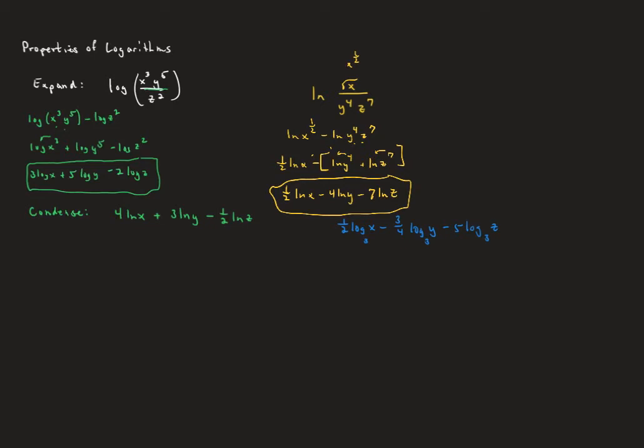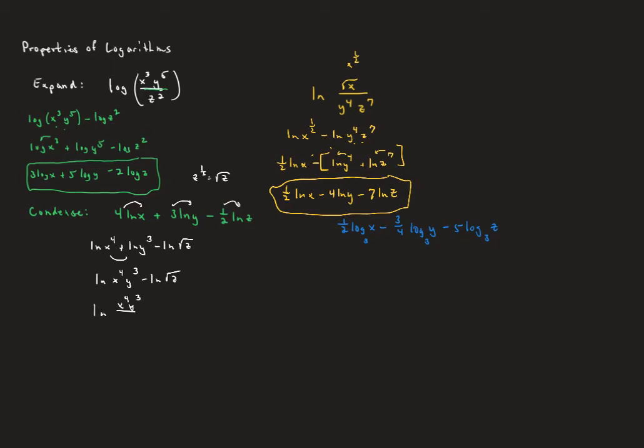So now we're going to condense these. We're going to bring each coefficient into an exponent. So that's going to become the natural log of x to the 4th plus the natural log of y to the 3rd minus the natural log of z to the 1/2, which we could also write as the square root of z, right? Z to the 1/2 is the square root of z. Now we have a product, so the sum of the logs is the natural log of the product, x to the 4th times y to the 3rd, and a logarithm minus a logarithm is a single logarithm of a division. So it's going to look like that.